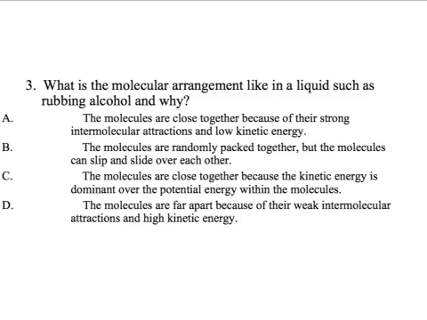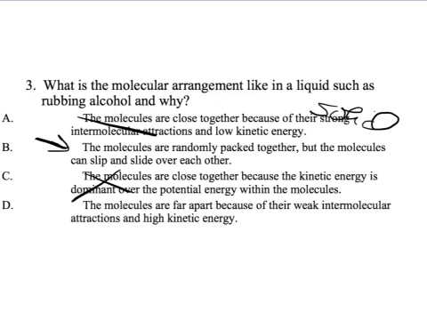What is the molecular arrangement like in a liquid such as rubbing alcohol, and why? The molecules are close together because of their strong intermolecular attraction and low kinetic energy. This is actually probably describing a solid, and rubbing alcohol is a liquid. The molecules are randomly packed together, but the molecules can slip and slide over each other. Sounds like a possibility because liquids do slip and slide over each other. The molecules are close together because the kinetic energy is dominant over the potential energy within the molecules. That's not the case. That one's not even true.